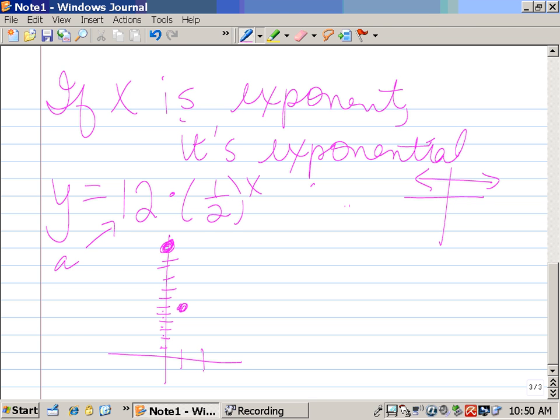Okay, now for my 2, I would take half of 6, which is 3. And now for 3, I would take half of 3, which is 1.5. And then I would have to take 0.75, and do you see what the graph is going to do? All right, that is exponential decay. In just a minute, you're going to have to make one of those by yourself.